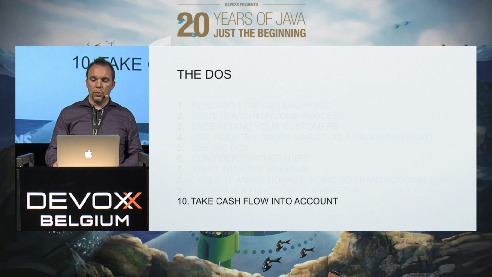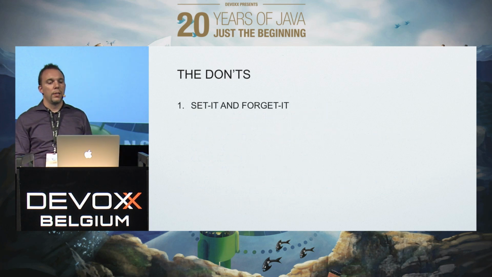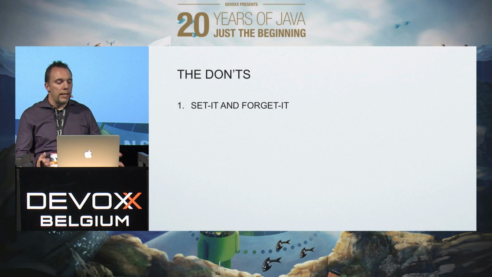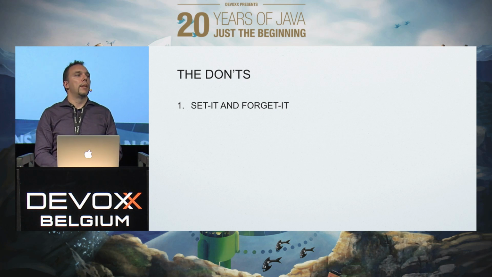After the do's, 10 don'ts. Set it and forget it. Of course, at one point you will have to set a price, but revisit it regularly, right? Especially in an online world with software as a service, with things like Stripe, there's technically no reason not to revisit your pricing every 2 or 3 months and maybe adapt.